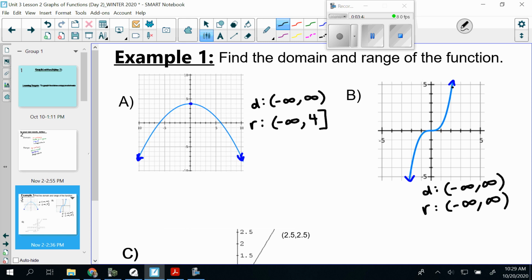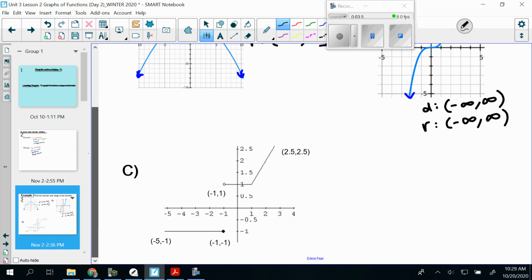All right, let's look at one a little bit different here. This is more of a choppy piecewise graph. Just to be a little bit different here, let's not assume these go forever. Let's say this one stops here, and let's say it's open right there. Okay, so what is domain and range here?